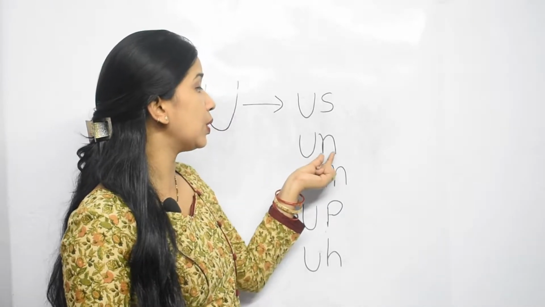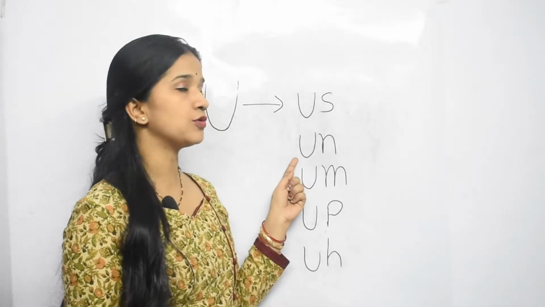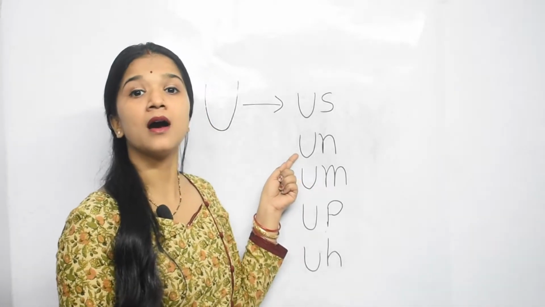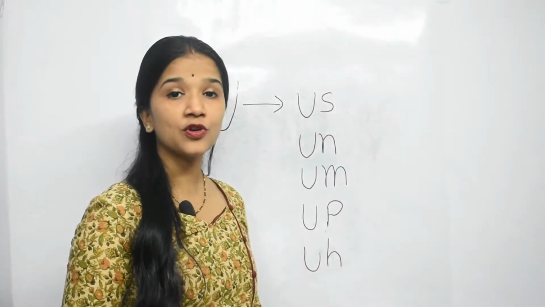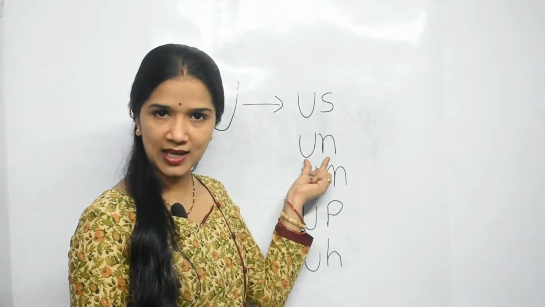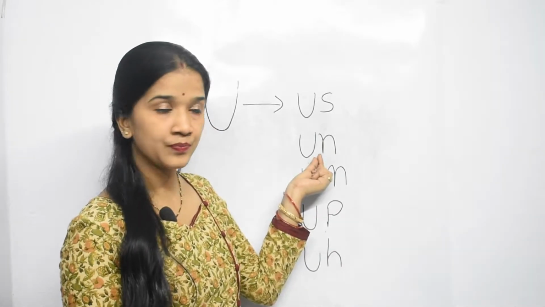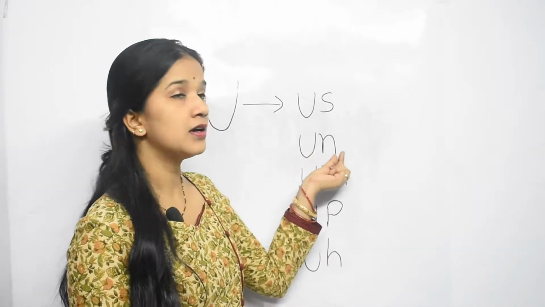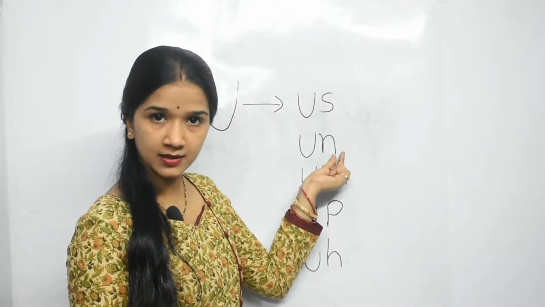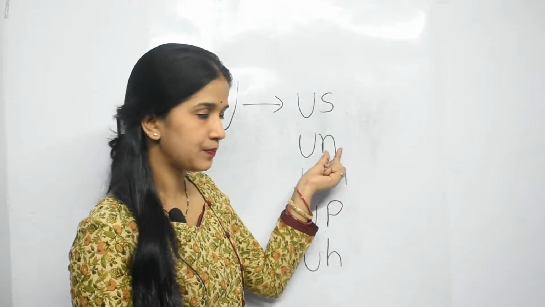Next one is U, N, un. The phonic sound of letter U is A and the phonic sound of letter N is N. When it comes together, it becomes un. A, N, un.